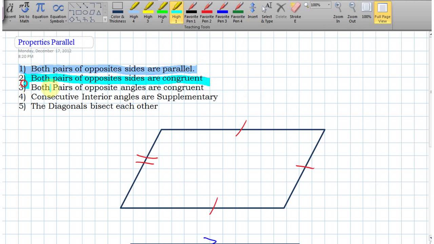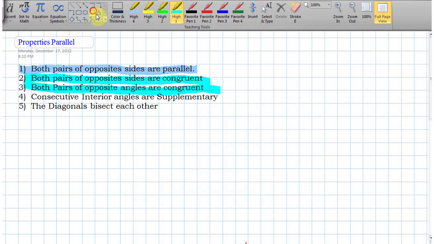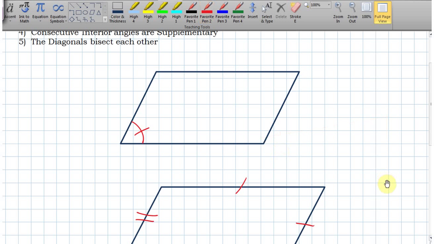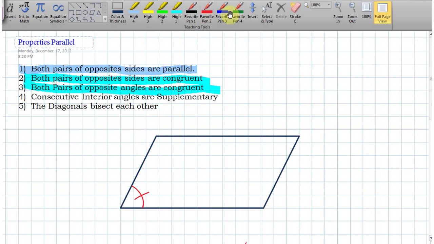Number 3 is going to be both pairs of opposite angles are going to be congruent. What does that mean? Well, let's draw a shape in here. Right now it is not a parallelogram until what? We know one pair of opposite sides are congruent, but that's not good enough to be a parallelogram. You need both pairs of opposite sides to be congruent. Opposite angles to be congruent. So altogether, recap, what do we have? We have opposite sides being parallel. We have opposite sides being congruent. And we have opposite angles being congruent.